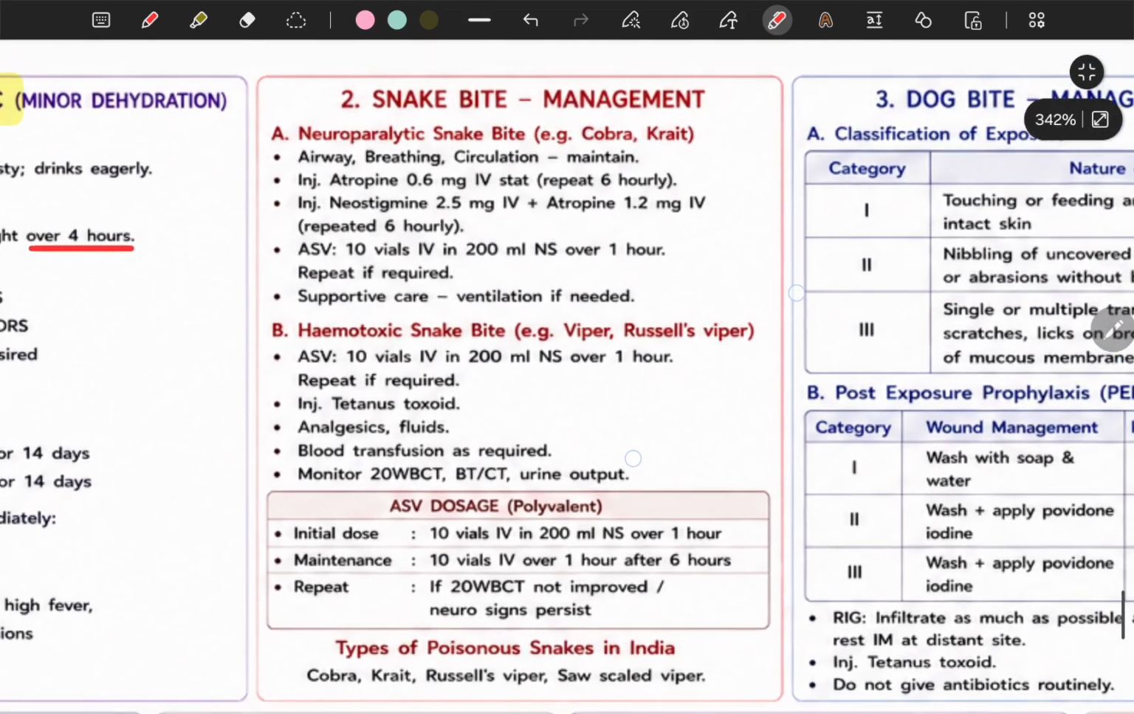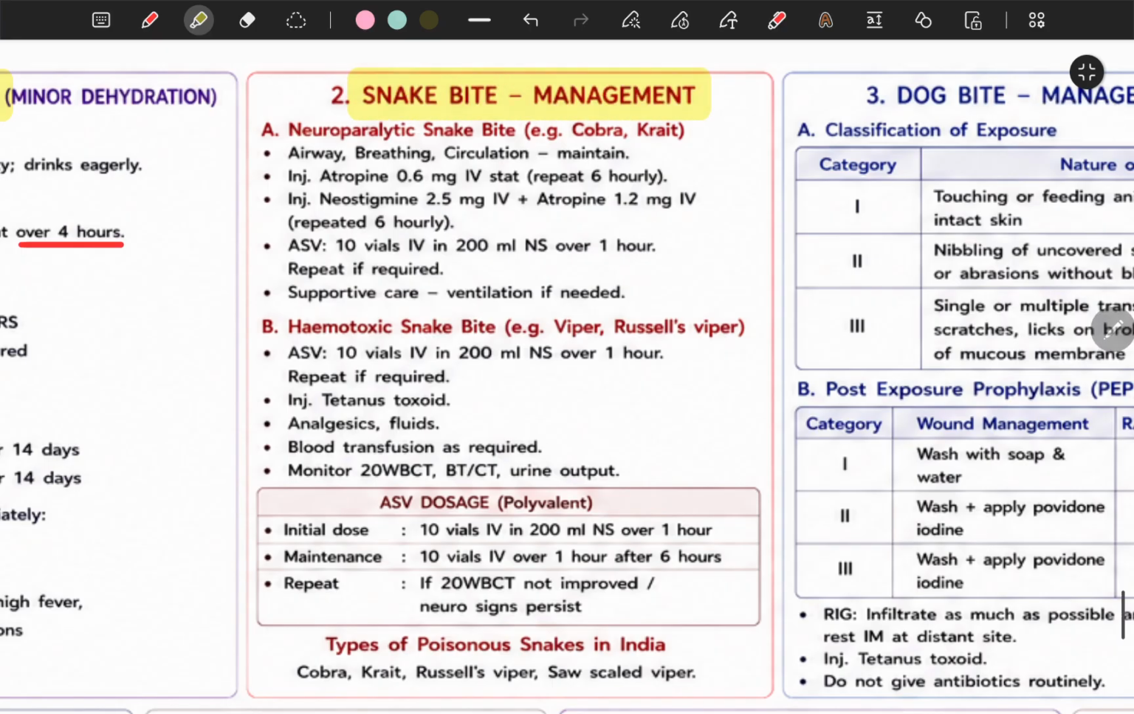Coming to the next, snake bite management. We know there are two groups of snakes, neuroparalytic and hemotoxic. Neuroparalytic consists of cobra and krait. Hemotoxic contains viper, Russell's viper. First, the neuroparalytic snake bite. First maintain ABC. Injection atropine 0.6 mg IV stat, repeat 6 hourly. Injection neostigmine 2.5 mg IV plus atropine 1.2 mg IV, repeat 6 hourly.